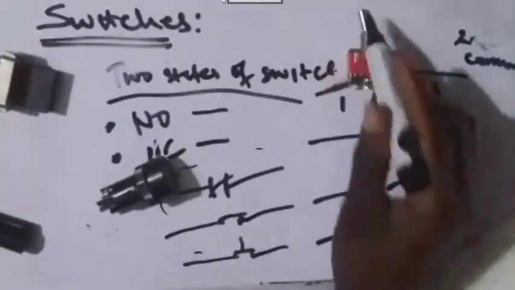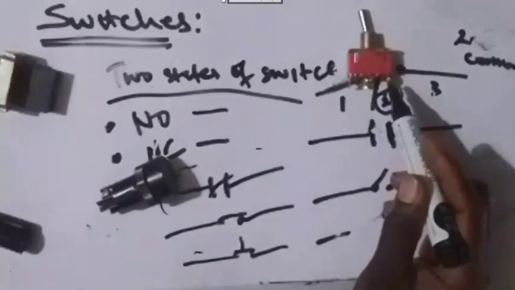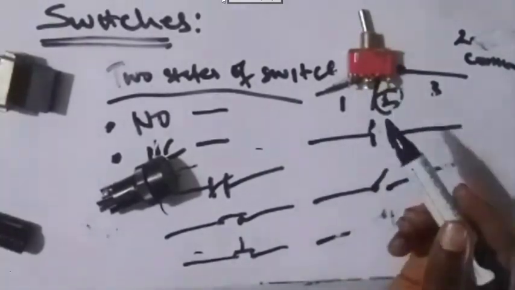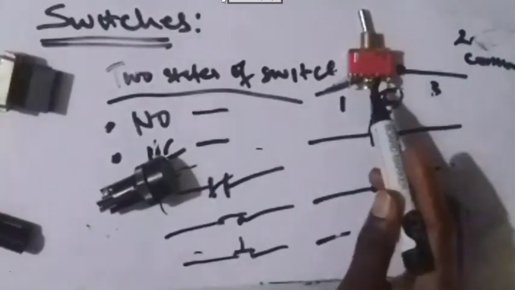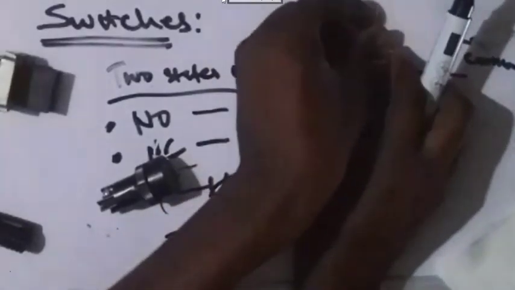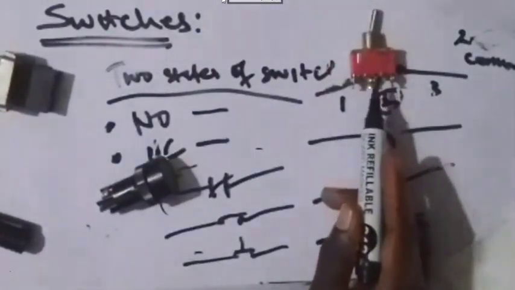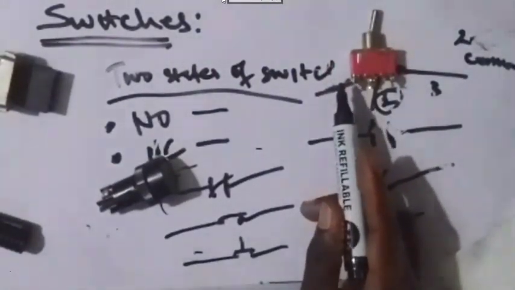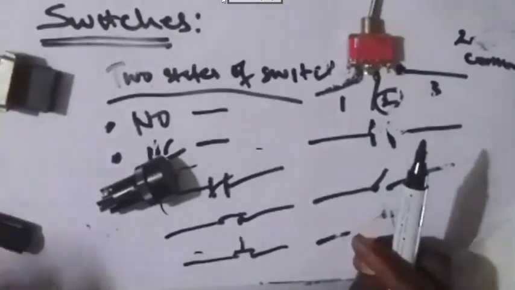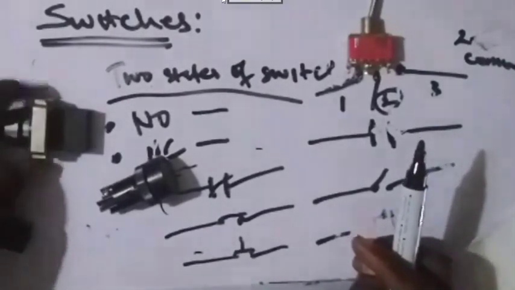But when you move it this side, if you bend it like this, this one is connected to this. Don't look at the direction of this. When you bend it like this, you can still use your meter and test. This one is connected to this. But when you move it to the other side, this one will be connected to this.